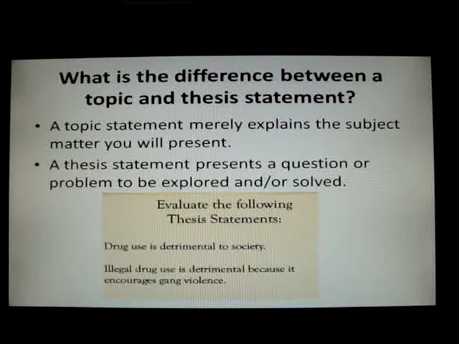Like for here, if you look at these two examples, drug use is detrimental to society. Yeah, okay, that's a topic sentence. So you can sit here and talk about drug use being detrimental until you're blue in the face. What specifically do you want to say about it? Illegal drug use is detrimental because it encourages gang violence. That's a thesis statement. You're going to prove in your essay how illegal drug use encourages the gangs and, of course, causes violence.